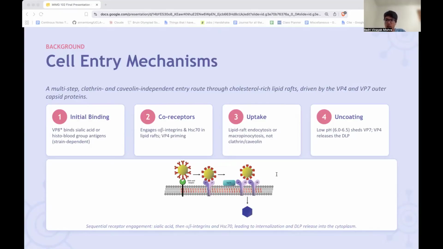Fourth is uncoating. The low endosomal pH knocks off VP7 and VP4 disrupts the membrane, releasing the double-layered particle, the DLP, into the cytoplasm. That DLP is transcriptionally active and starts making mRNA immediately.